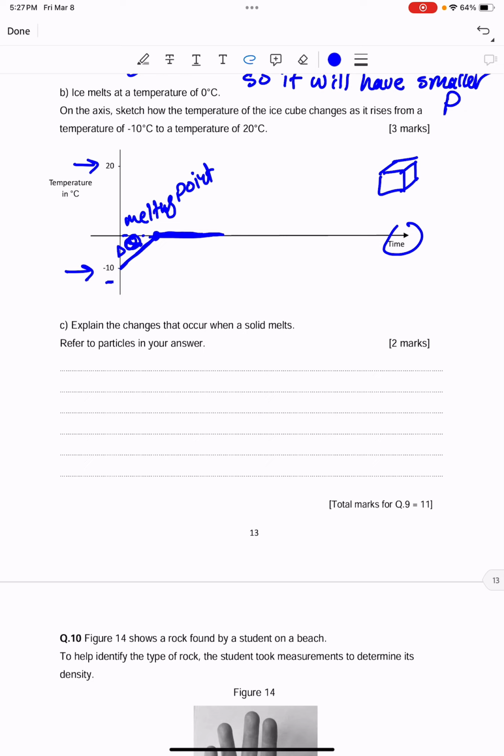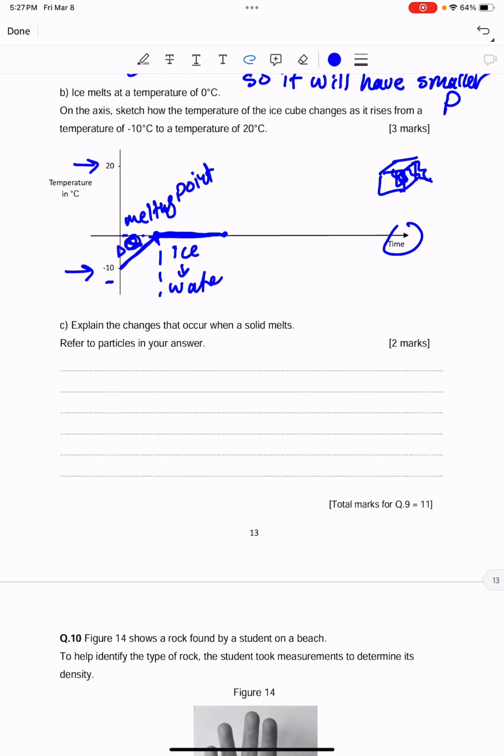But where is my energy going? All of the energy here is going to change the state of the cube. Now the cube starts to melt, because all of the energy is going to break, or at least weaken, the bonds between the particles until one point where all of the ice becomes water.